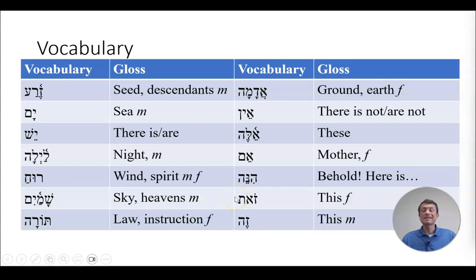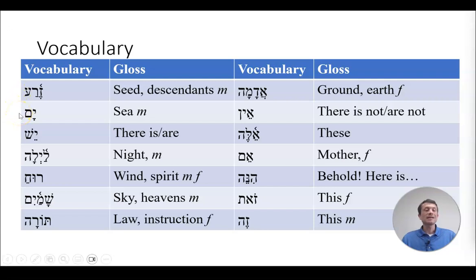Below, the last two on this column are two more demonstrative pronouns. There's a feminine singular demonstrative pronoun, zot, and ze is the masculine singular demonstrative pronoun. They're both translated this, zot and ze. In the upper left, we have the word zerah, which is translated seed or descendants.